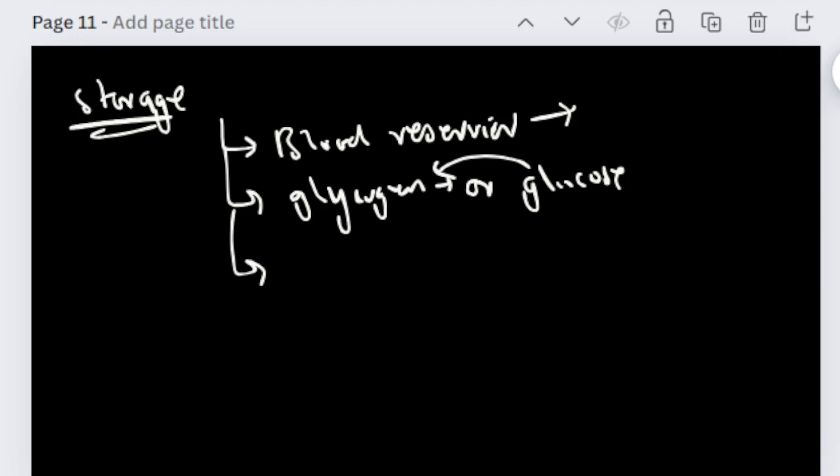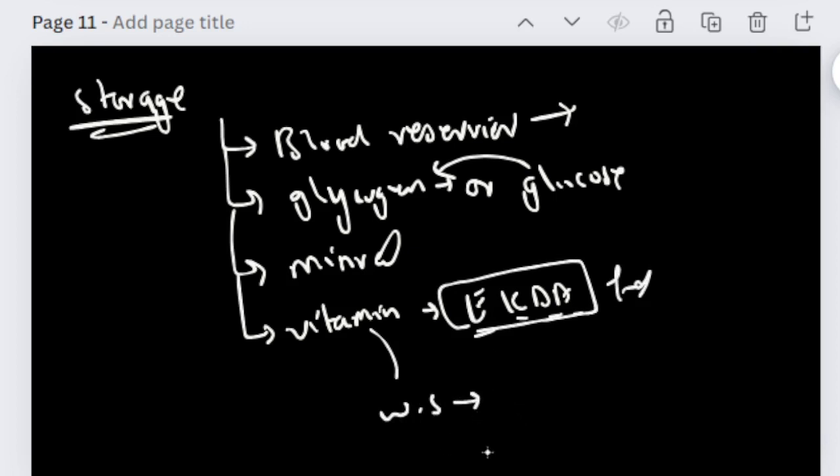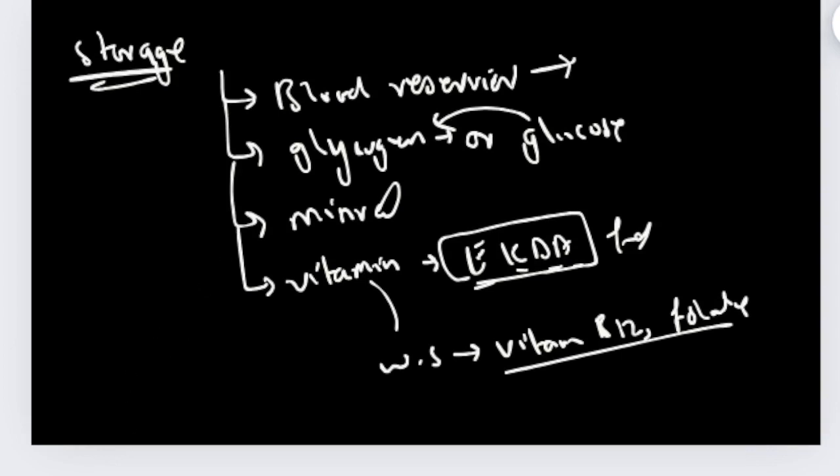And another is the mineral and vitamin. The main important vitamins are the fat soluble vitamins: vitamin E, K, D, A. These are the four vitamins. That is fat soluble vitamin, and also water soluble vitamin. Water soluble vitamins are vitamin B12 and folate. Okay, so these are also stored in the liver, and this is the simple thing I show to you. Now this is all about the storage.